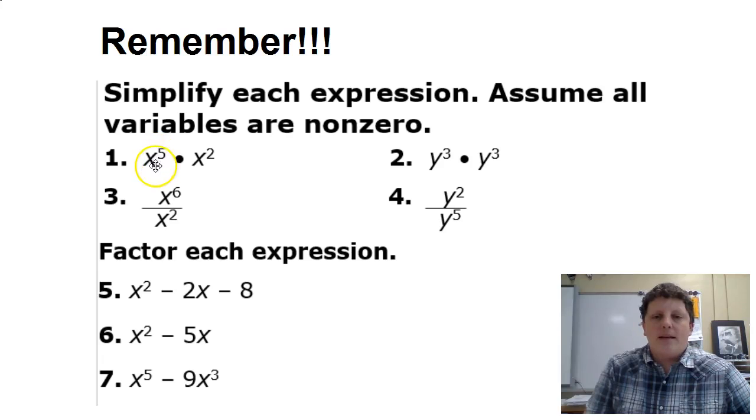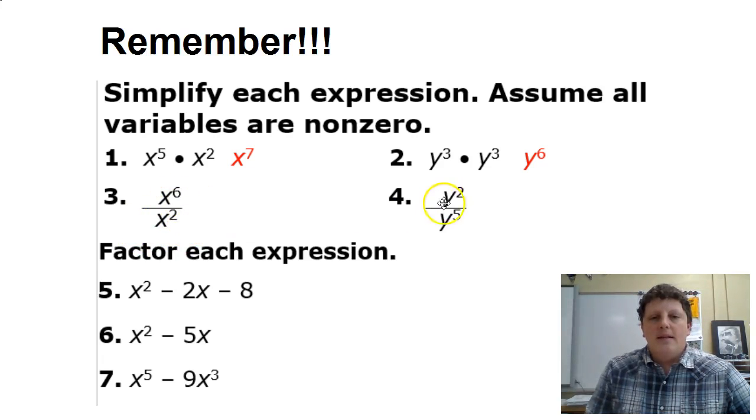So if I'm going to multiply x to the fifth times x squared, you should remember that when you're multiplying like bases, you add the exponents. So we get x to the seventh because 5 plus 2 is 7. Y to the third times y to the third: again, you add the exponents to get y to the sixth power. 3 plus 3 is 6.